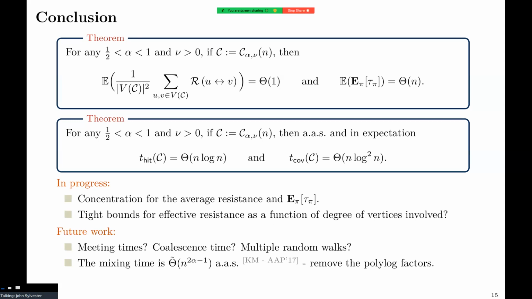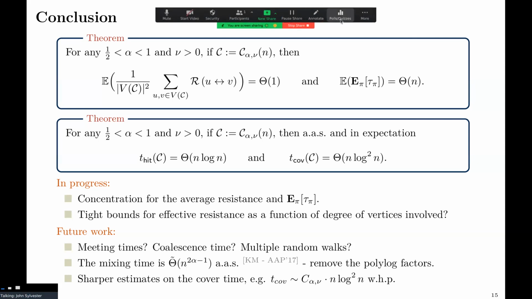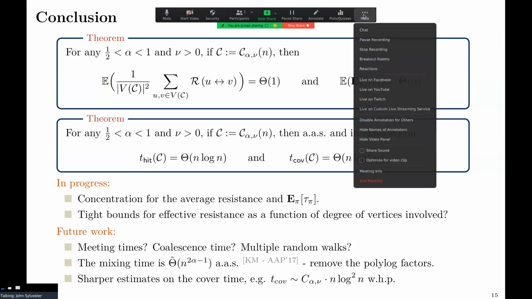So this is known up to polylog factors in the HRG. It would be nice to remove those polylogs. There was some work recently on scale-free percolation, where they made progress on mixing times and nailed it, certainly in certain regimes. It'd be nice to get the exact mixing time for the HRG. Okay, and also sharper estimates on the cover time. So I'd like to know that cover time is some constant times n log n squared with high probability. But I think there are several technical challenges involved in doing that.